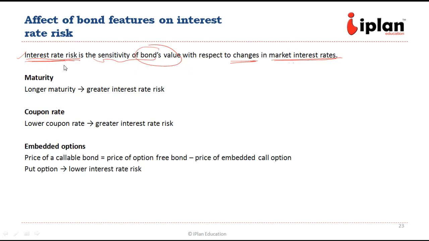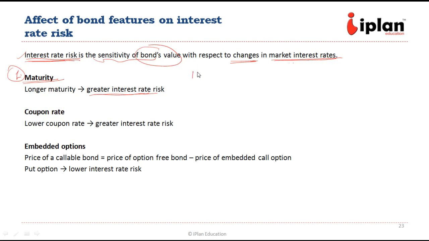So let us see how the features of the bond are affecting our interest rate risk. The first feature is maturity. So if our bond has a long maturity, we know the interest rate risk is going to be very high. Let me explain that with the help of an example.